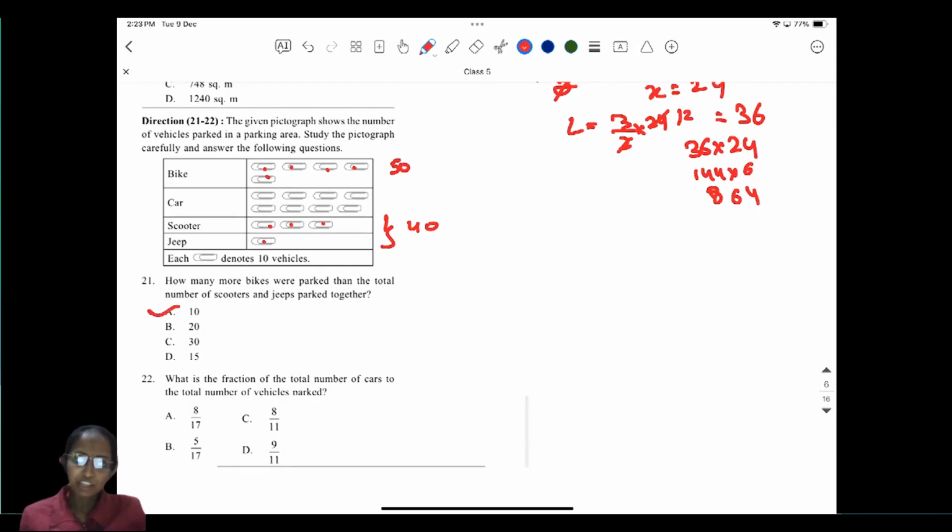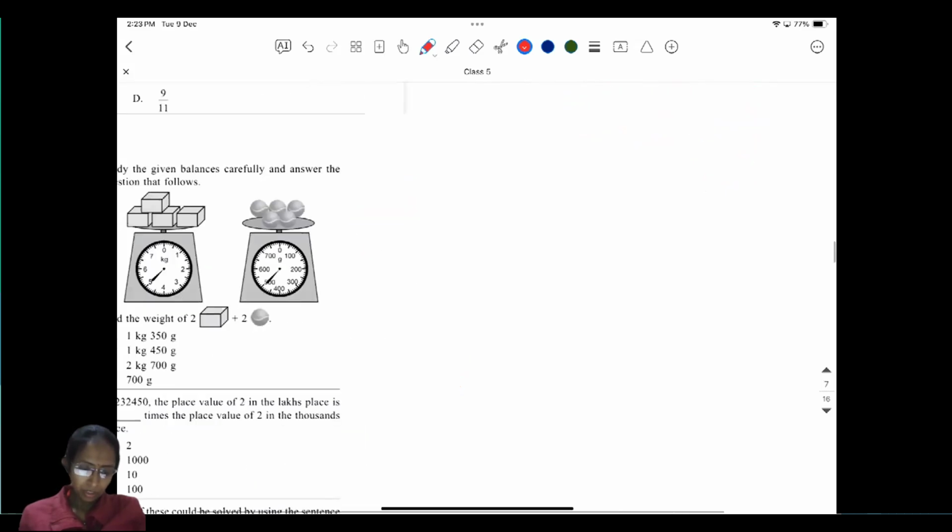Now what is the fraction of total number of cars to the total number of vehicles parked? So cars are 1, 2, 3, 4, 5, 6, 7, 8. That is 80. And the total number of vehicles parked is 50 plus 40 plus 80. That means 170. So the fraction will be 8 is to 17.